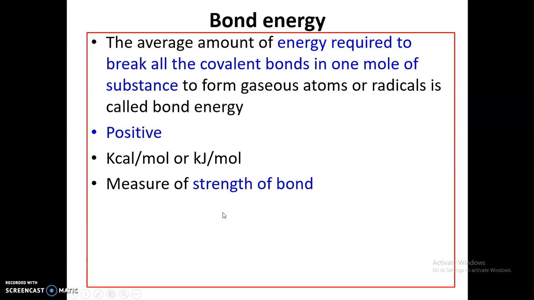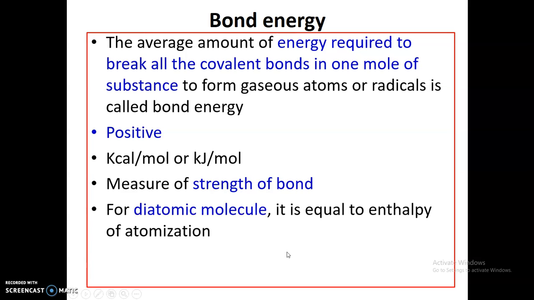Bond enthalpy is the measure of the strength of a bond. Greater the bond enthalpy, greater is the strength of the bond, or stronger the bond. In other words, stronger the bond, greater is the energy required to break that particular bond, and hence greater is the bond energy. Therefore bond energy is a measure of the strength of a bond.